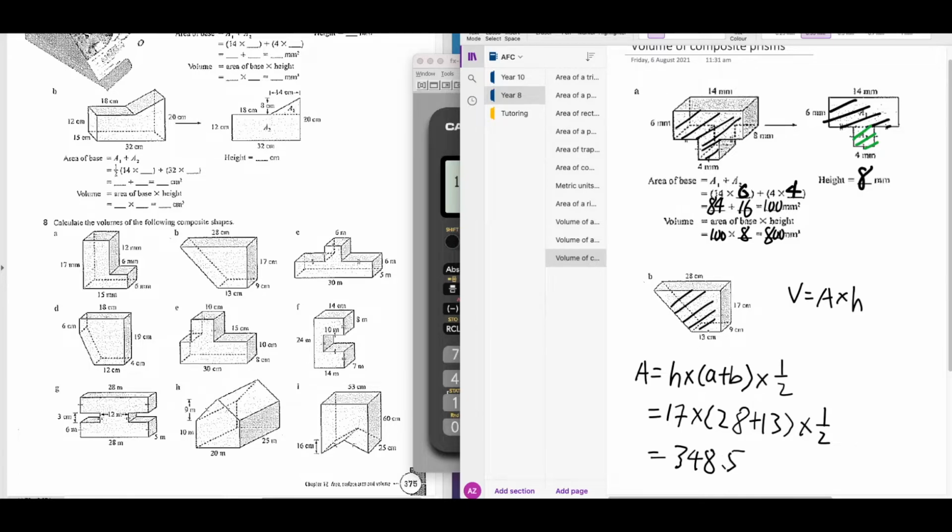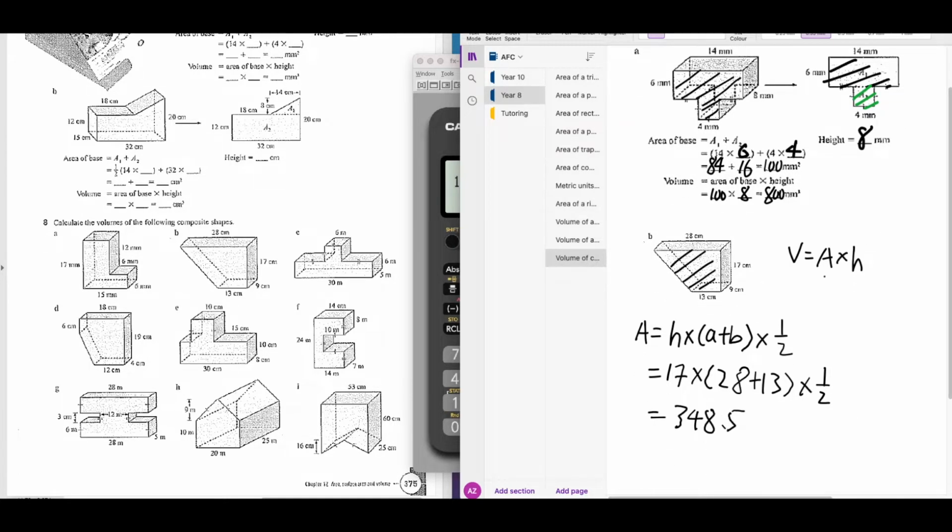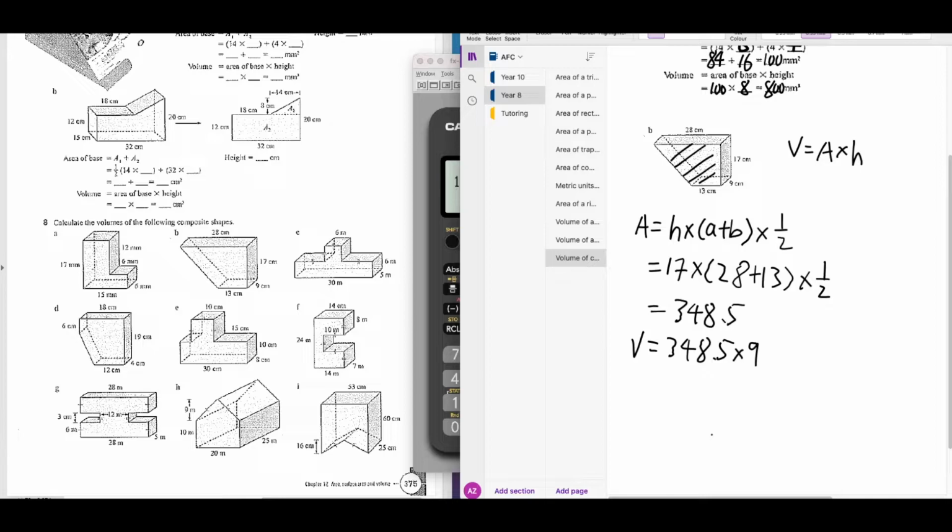Now remember, to find the volume, you need to multiply the area by the height. So therefore, the volume is equal to 348.5 times by the height. In this case, the height is what? 9. So what does this give you?